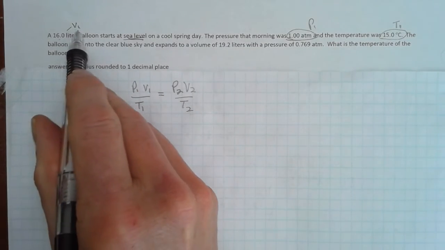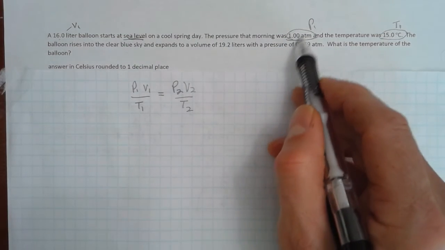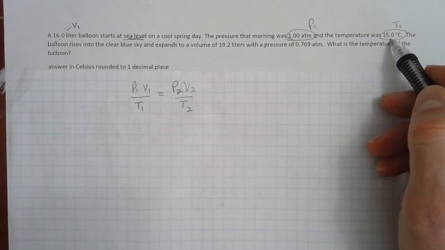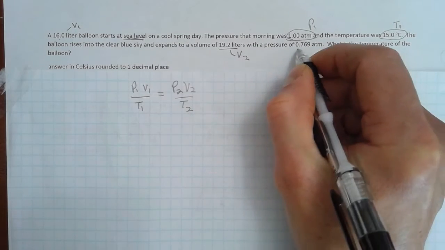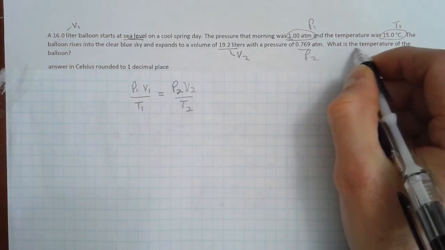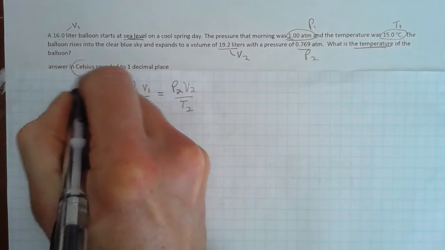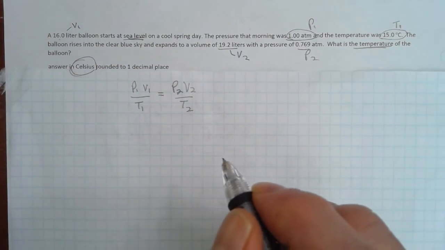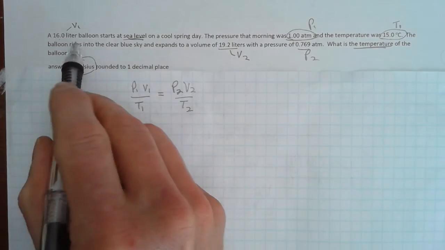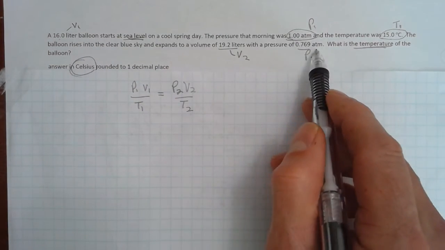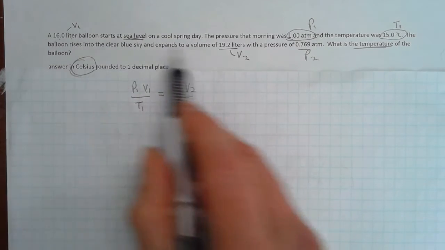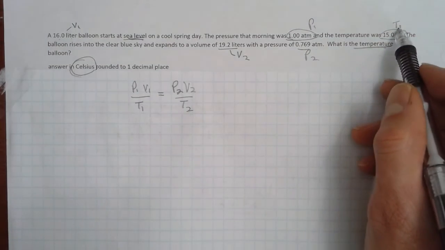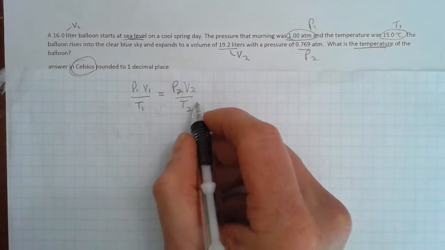Now, I've identified volume 1 is 16, pressure 1 is 1 atmosphere, temperature 1 is 15 degrees Celsius. Now this is volume 2, this is the volume later on, and this is that pressure then, and we want to find what's the temperature. We want to find it in Celsius. Now, the pressure units have to be the same, so atmospheres and atmospheres. The volume units have to be the same, liters and liters. The temperature units have to be Kelvin.